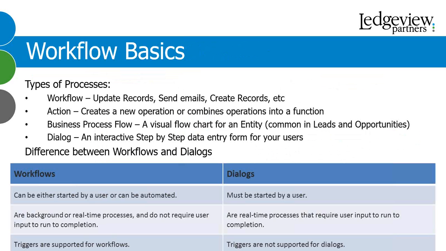Business process flow. It's a visual flow chart from an entity. The most common places you're going to see this is in leads and opportunities. It's that upward bar where you move to the next stage. It's a very helpful visual tool. And lastly is dialogue, which is the least common. Dialogue is an interactive step-by-step data entry form for your users, meaning it's a pop-up box essentially, where it requires your users to interact with it to move on.